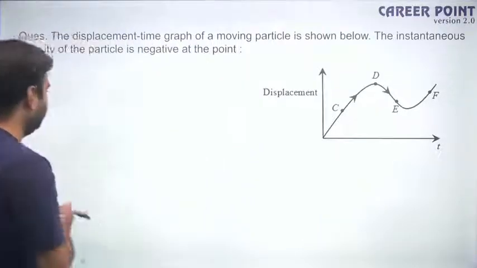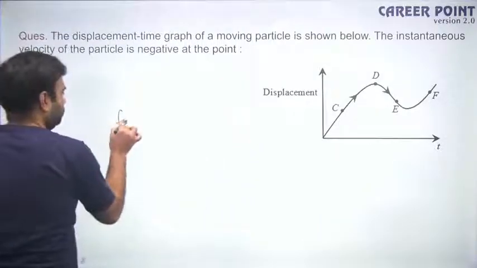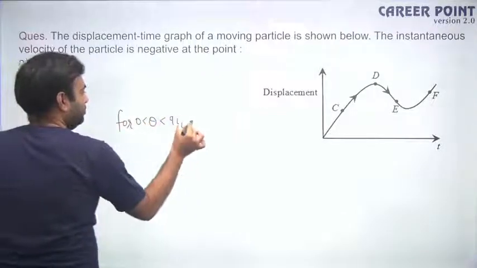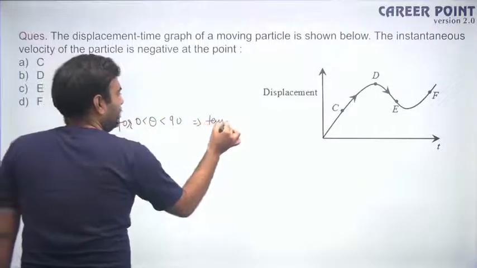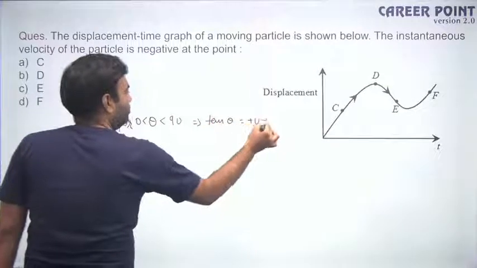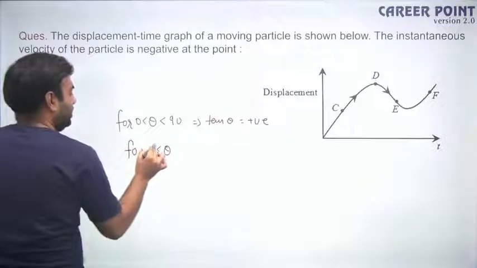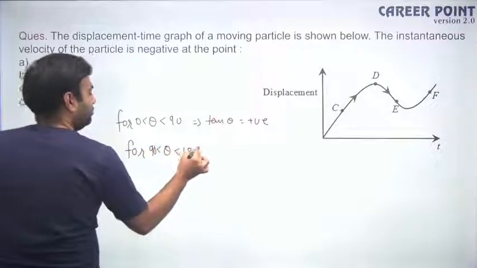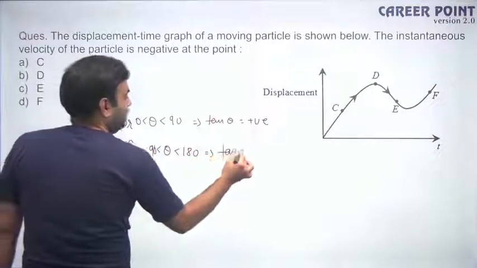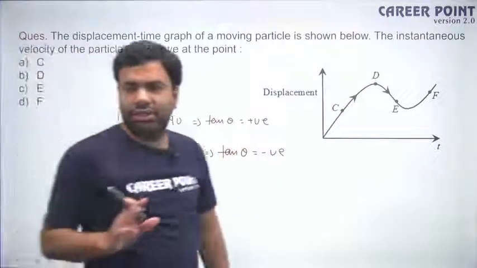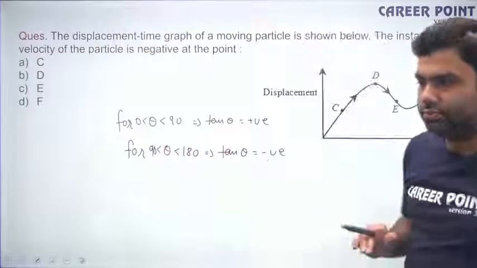As I told you, for theta greater than 0 and less than 90 degrees, tan theta is positive. For theta greater than 90 degrees but less than 180 degrees, tan theta is negative. This is the basic conclusion from the trigonometric ratios. Okay.